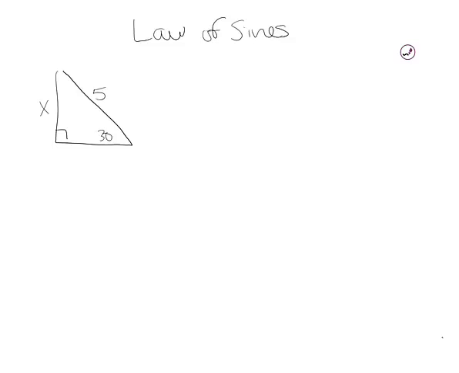5 and x, we could have solved for x just using SOHCAHTOA. So in this case, sine of 30 is equal to x over 5, opposite over hypotenuse. Thus x would be equal to 5 sine of 30. And that works really well for right triangles.